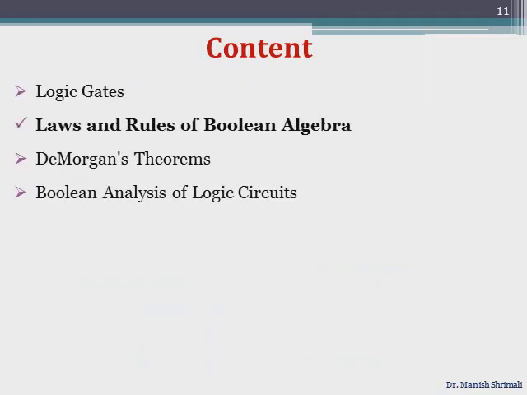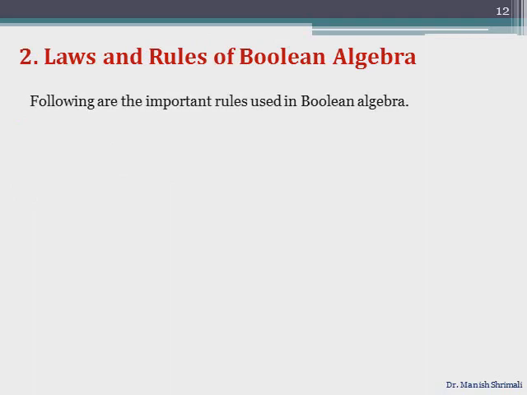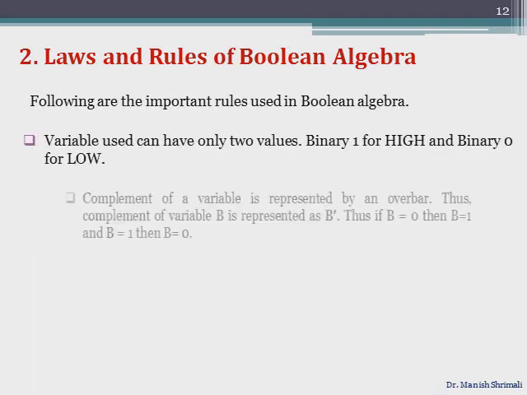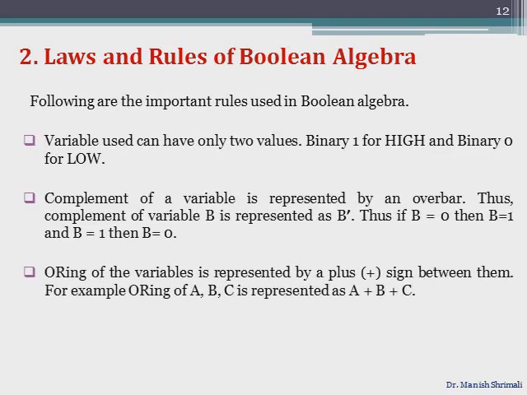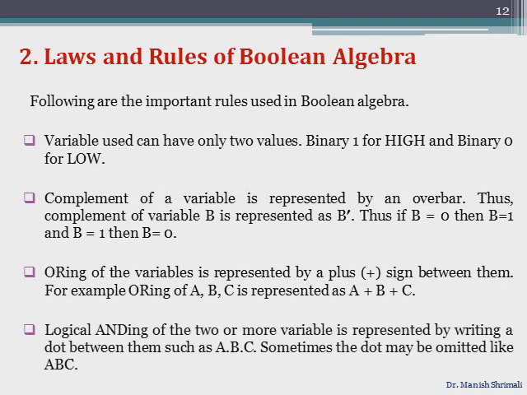Next we have the laws and rules of Boolean algebra. These are some important rules that are used in Boolean algebra. The variable used in Boolean algebra can have only two possible values: for binary 1 it is high, and for binary 0 it is low.